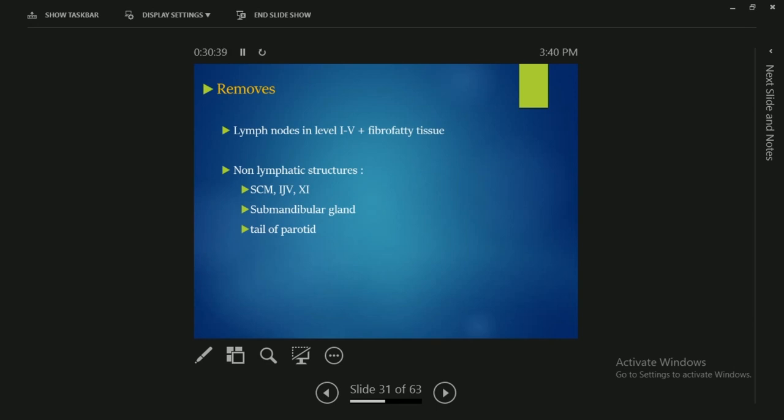In radical neck dissection, we remove levels 1, 2, 3, 4, 5 and fibrofatty tissue, and along with that, non-lymphatic structures like sternocleidomastoid muscle, internal jugular vein, spinal accessory nerve, submandibular gland and tail of parotid are also removed.